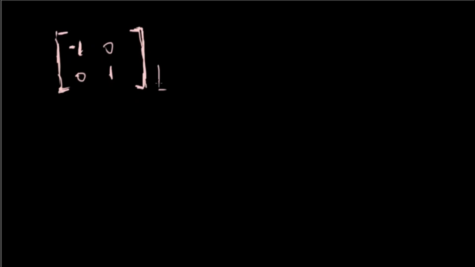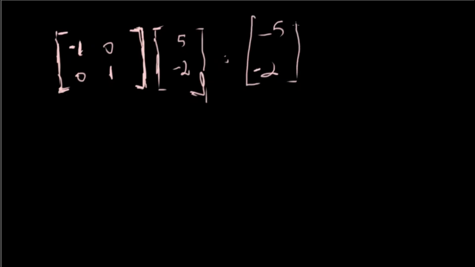All right, so I'm going to use the same old vector I used last time, 5, -2. I'm going to go ahead and do this out. I'm going to get -5. I'm going to get -2. And graphically, what I'm seeing here is I have the vector 5, -2 over here.